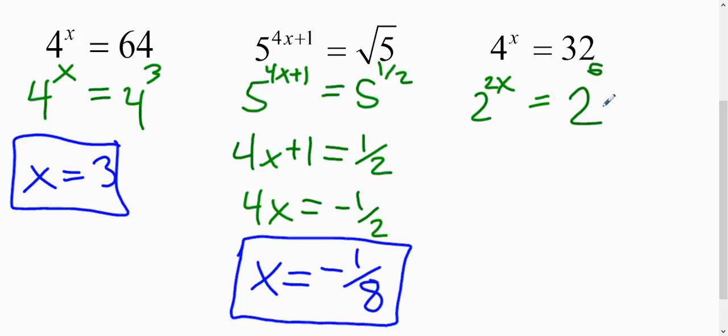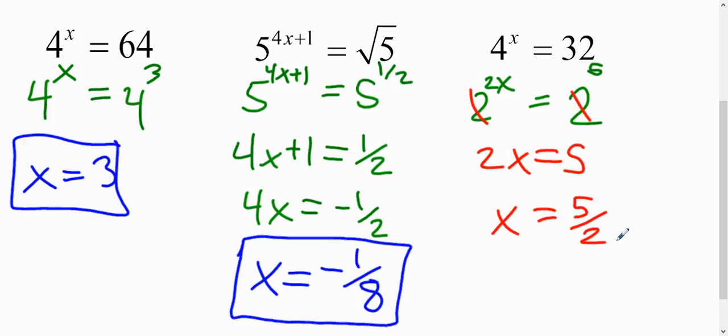So now the 2's are the same base. Since they're the same base, the exponents must be equal. 2x equals 5. So x equals 5 over 2. Just change both sides of the equation to be the same base, and then set the exponents equal.